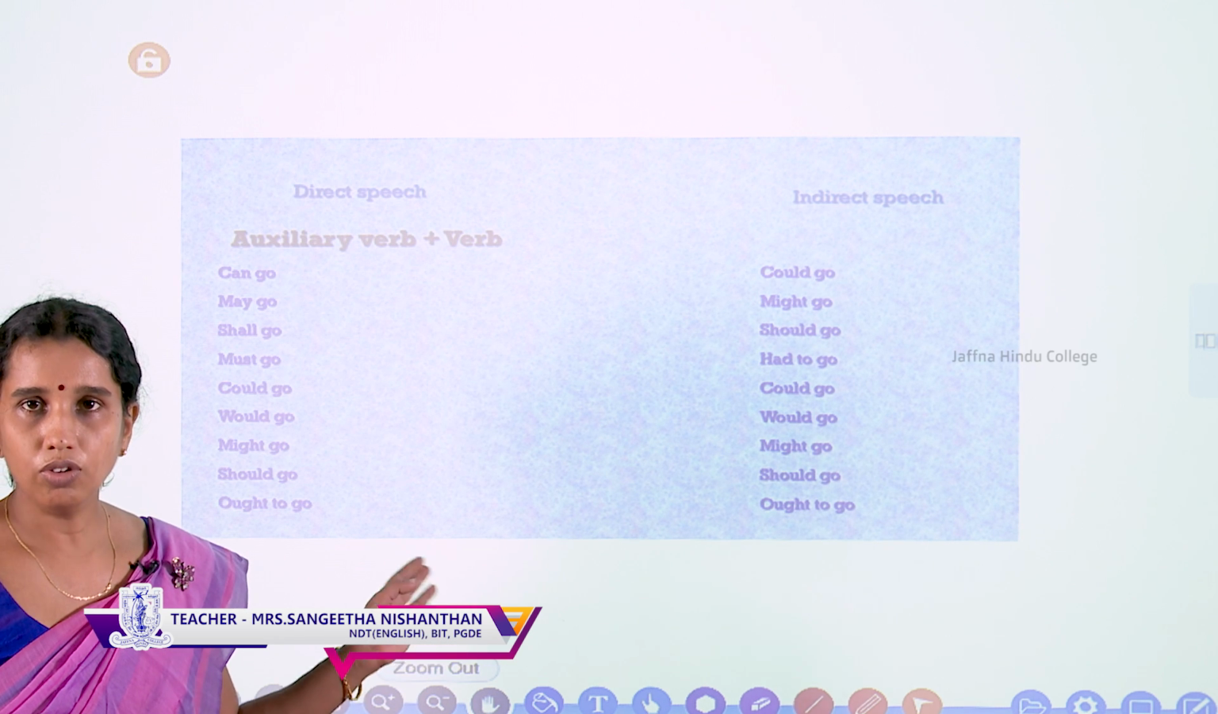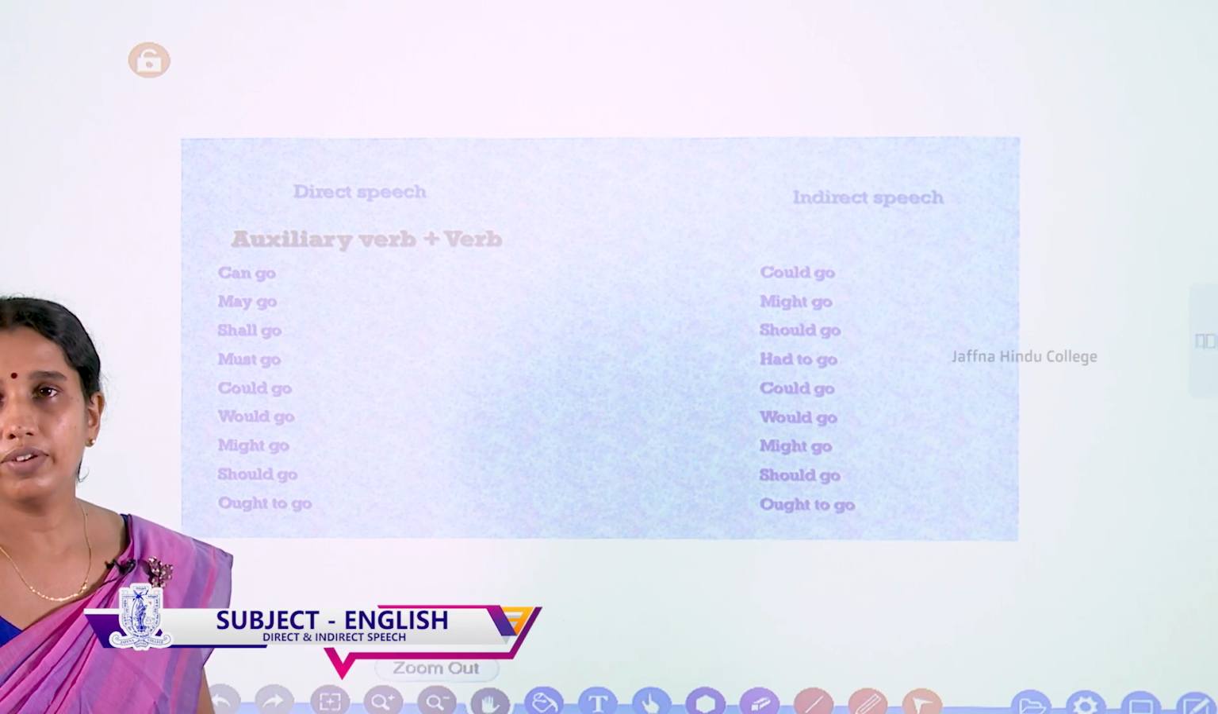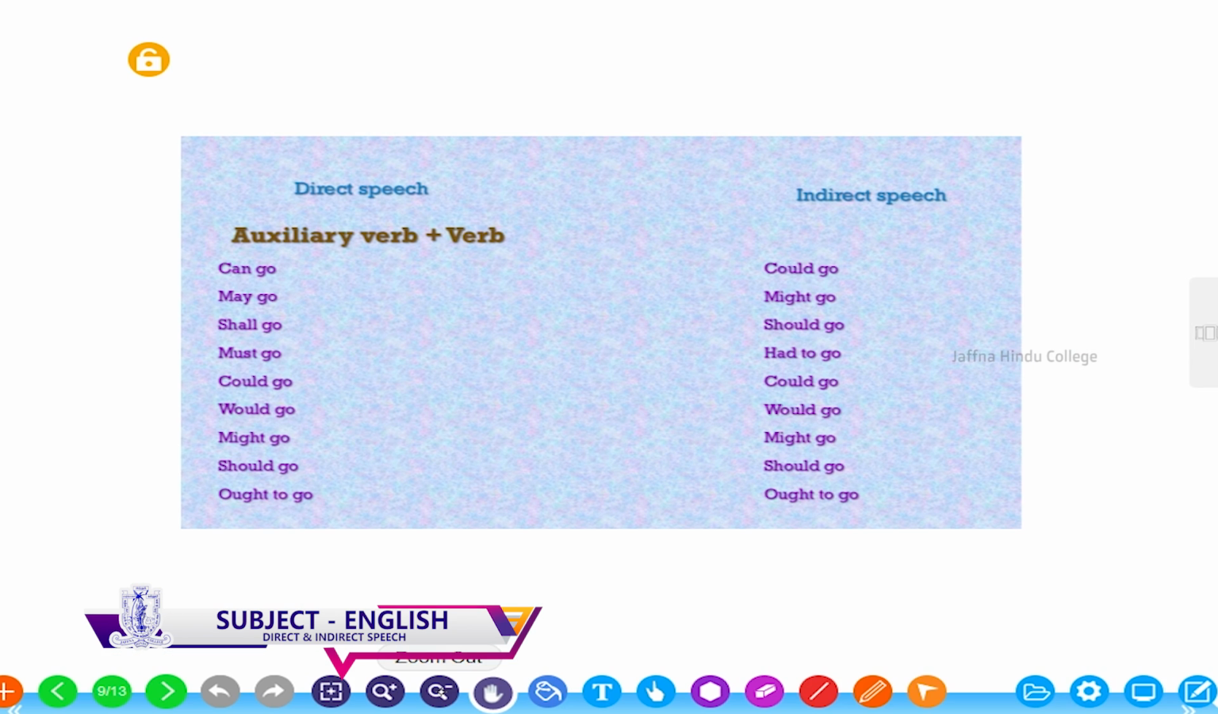Here's a table of how the auxiliary verbs change when we change into indirect speech. The can changes as could. The could is the past of the can, so can is changed as could. May is changed as might. Shall is changed as should. Must changes as had to, and these do not make any changes when we change into indirect speech.